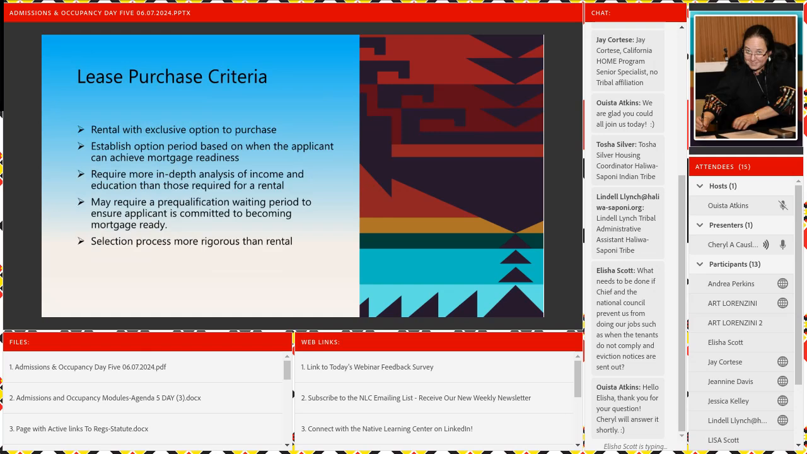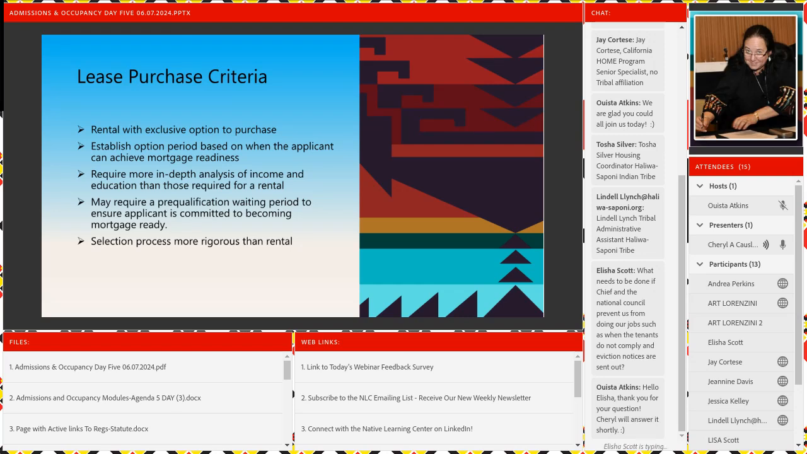Lease purchase criteria. Rental with an exclusive option to purchase. Establish option period based on when the applicant can achieve that mortgage readiness. Requires more in-depth analysis of income and education than those required for a rental. May require a pre-qualification waiting period to ensure that that applicant is committed to becoming mortgage ready. You can't be late when you have a mortgage out there.